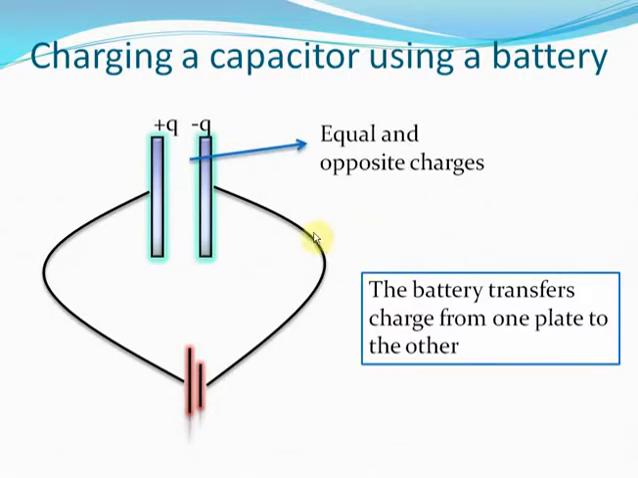So this is the important concept that you must remember. Whenever any capacitor is connected to a battery, all the battery does is that it acts like a pump. It takes electrons from one terminal and transfers them to the other terminal. And that is the reason why all capacitors connected to a battery will always have equal and opposite charges on each of their terminals. Understood? This is an important phenomenon and you must remember it.